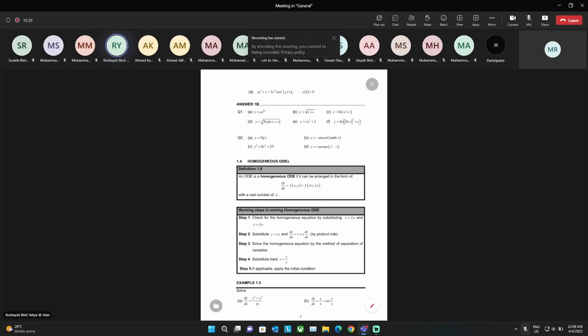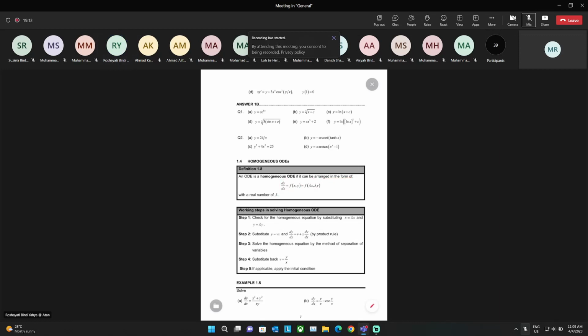About the definition, what is homogeneous? An ODE is called homogeneous ODE if it can be arranged in the form of the differential equation dy/dx equal to f(x,y). You have an equation, a function. Similarly, if you add this lambda to the equation for x and y, lambda here is a real number.